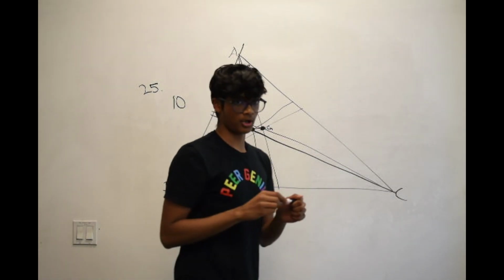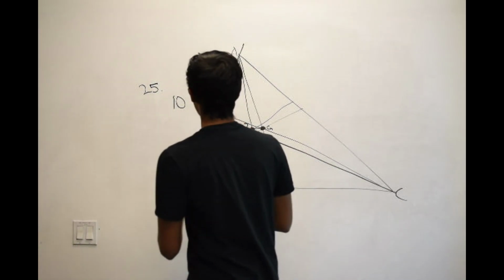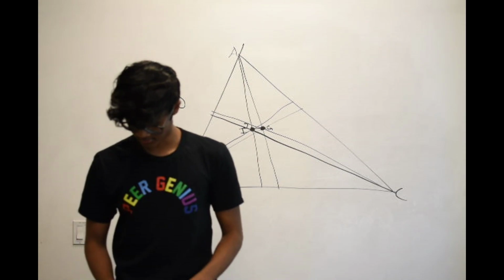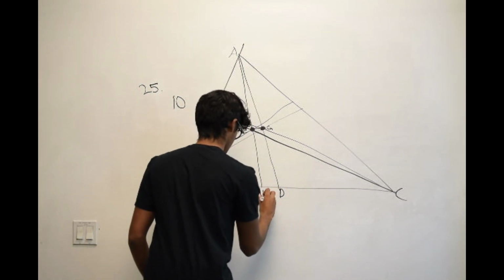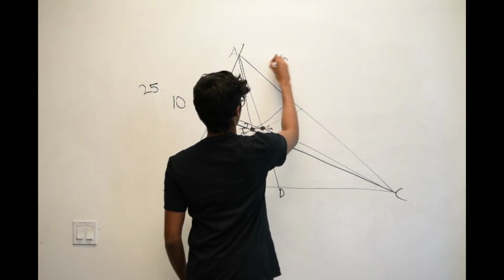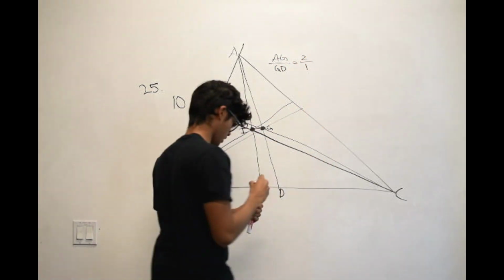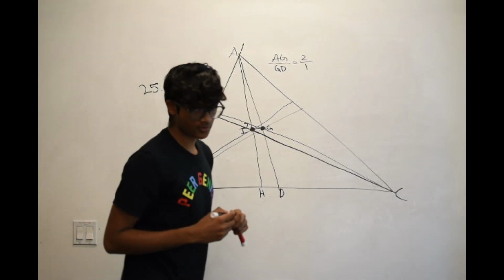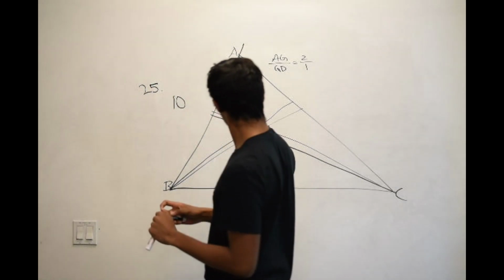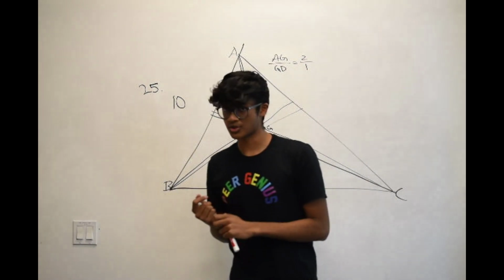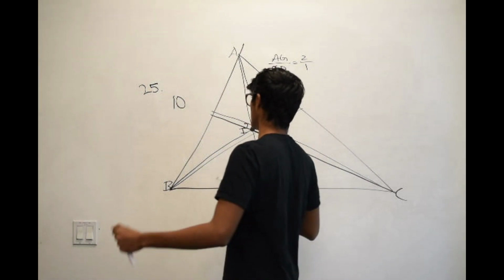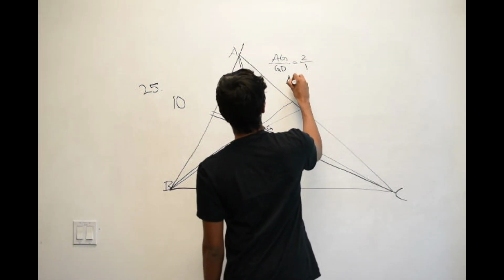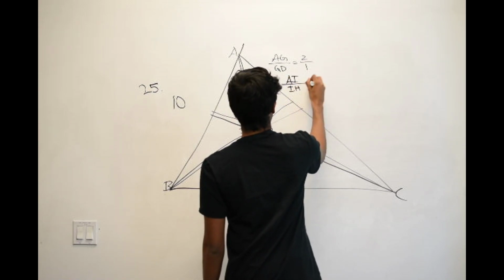Just a property of medians that you should know before the test is this ratio. Let me label this D, and I'll label this H. So AG over GD equals 2 over 1. The medians are cut into 2-to-1 ratios by the centroid. Also, the main thing you have to notice for this problem is that GI is parallel to BC. For any problem, always make sure to use every single condition, because the conditions are given for a reason. So since GI and BC are parallel, we also know that AI over IH is equal to 2 over 1.